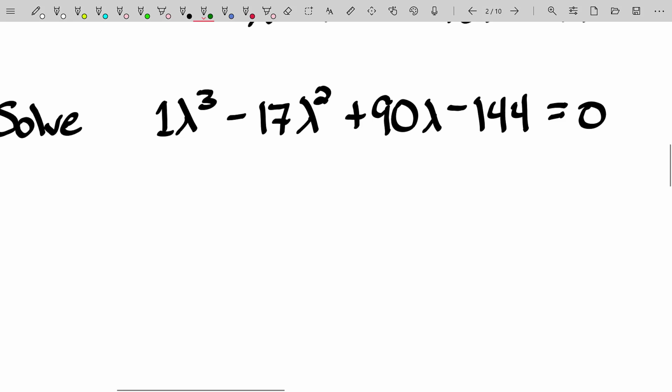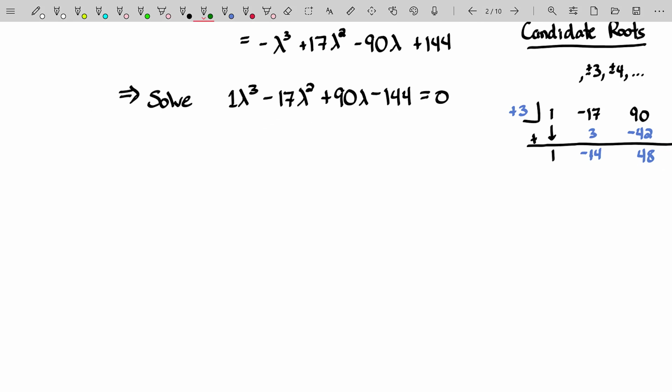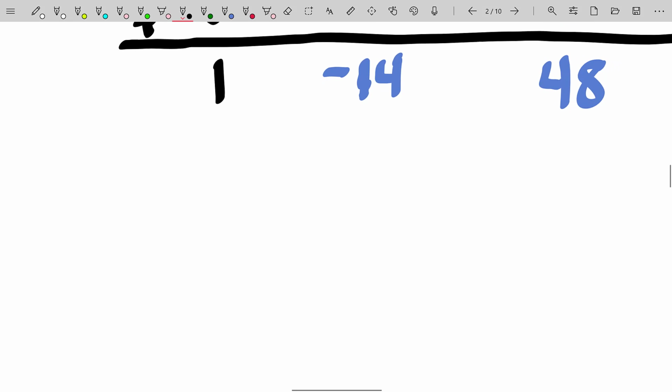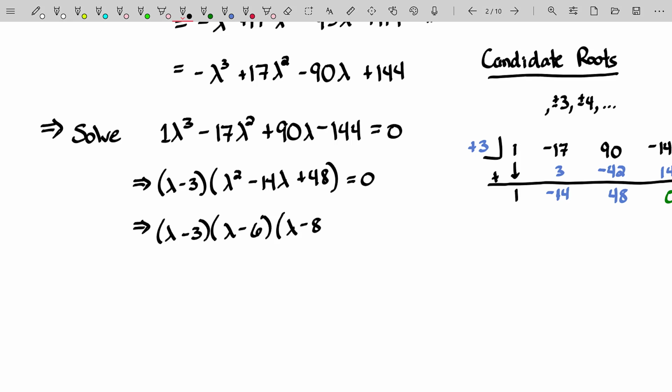That is, lambda minus 3 is a factor of the left-hand side expression. What's left over after you factor out lambda minus 3 is 1 lambda squared minus 14 lambda plus 48. That's the nice thing about synthetic division. And we happen to know two numbers that multiply to 48 and add to negative 14 are negative 6 and negative 8. Well, that's very nice.